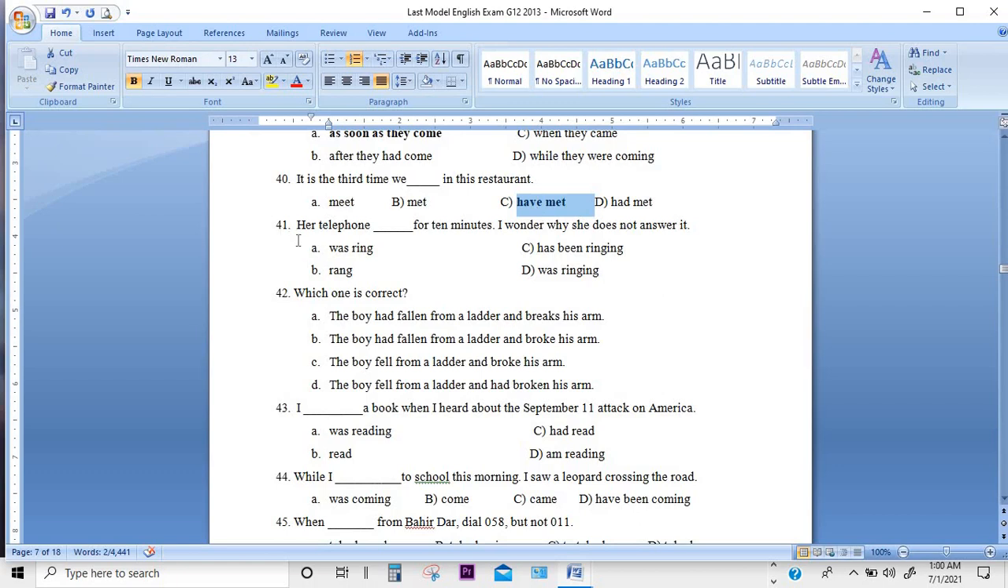Okay, let's proceed to question number 41. Her telephone dashed for 10 minutes. I wonder why she does not answer it. Why she does not answer it. So the second sentence, okay, the verb in the second sentence is simple present tense, which shows the action in the missing part in the first sentence should be present tense in one of the present tense forms. So let's just avoid past tense.